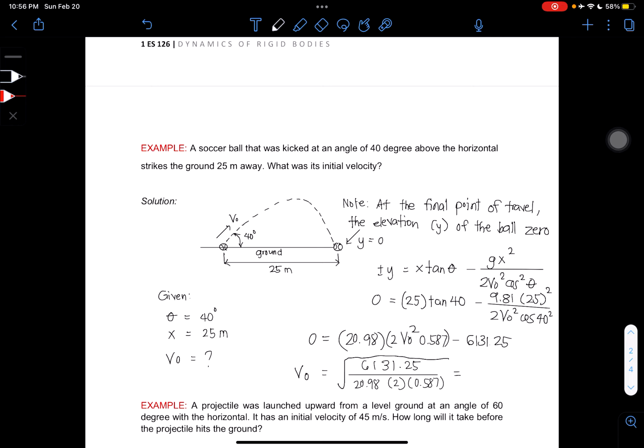6131.25 divided by 20.98 times 2 times 0.587. Our answer will be 15.78 meters per second, since it is velocity. So this is our final answer for our problem number 1. So take note.